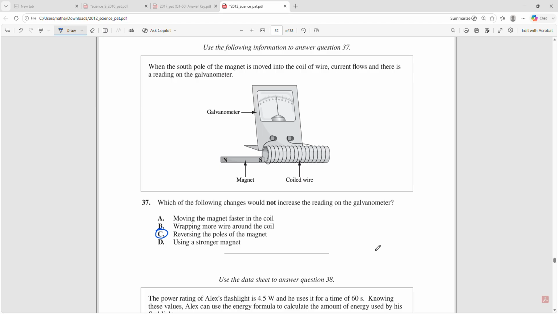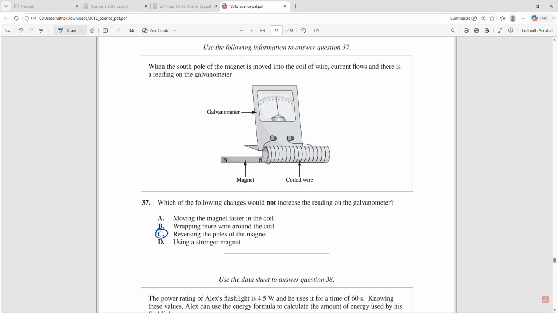Okay, next. Now we didn't talk a lot about this, so I'll explain this question the best I can for you now. When the south pole of a magnet is moved into the coil of wire, current flows, and there is a reading on the galvanometer. Just think of it like an ammeter. It's measuring the current flow.